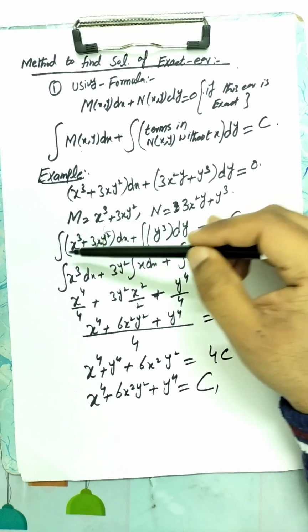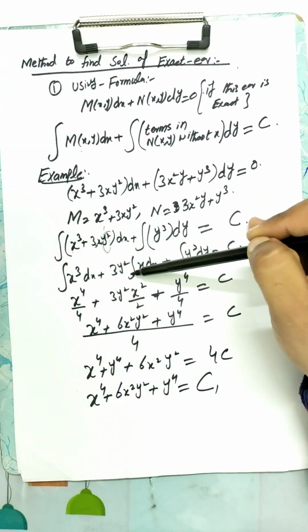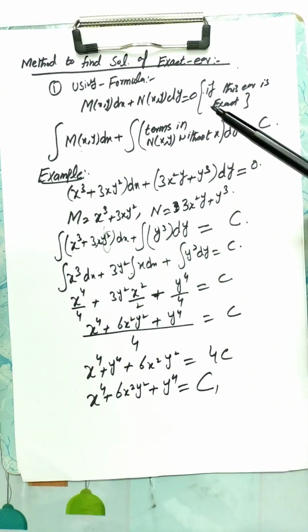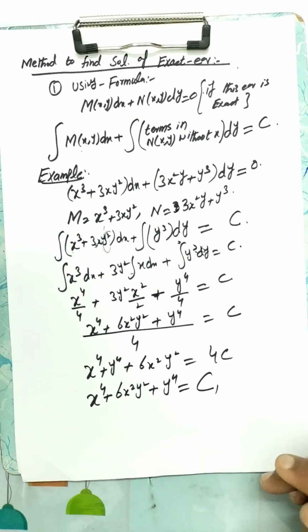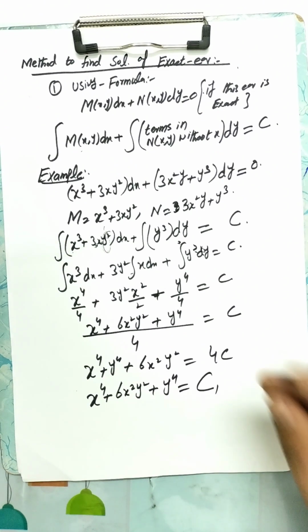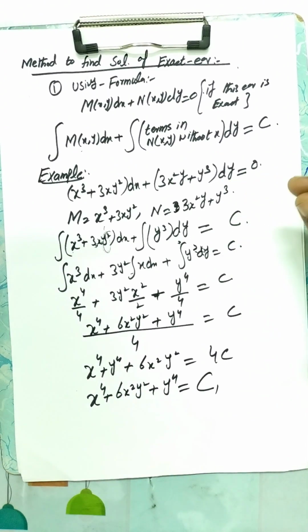So 3y square is outside the integration, and we simply integrate the given term. And the same thing here, we integrate this with respect to y. This is so simple. This is the method to deal with the exact differential equation.